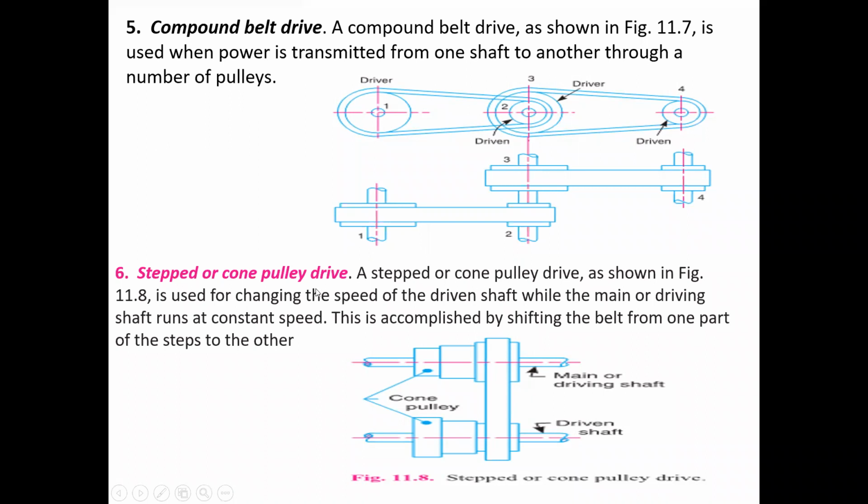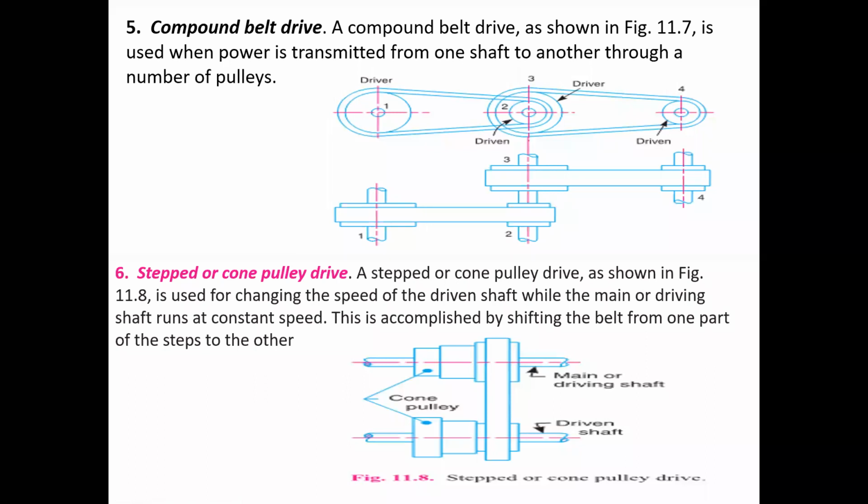And the last one, another one, is the cone pulley drive. So a cone type pulley drive is there. The stepped or cone pulley drive is mainly used for changing the speed of the driven shaft while the main driving shaft runs at constant speed. This is accomplished by shifting the belt from one part of the steps to another. So that means it is mainly used for changing the speeds.